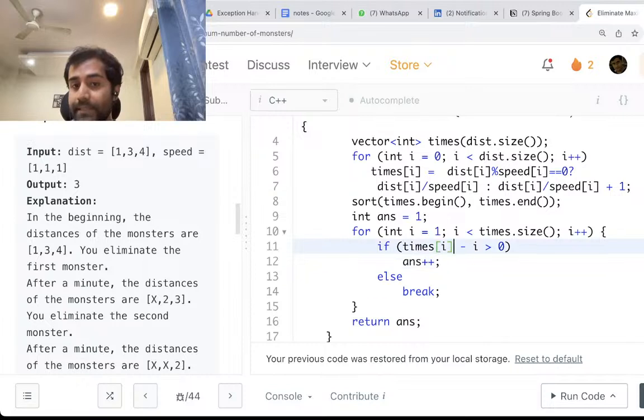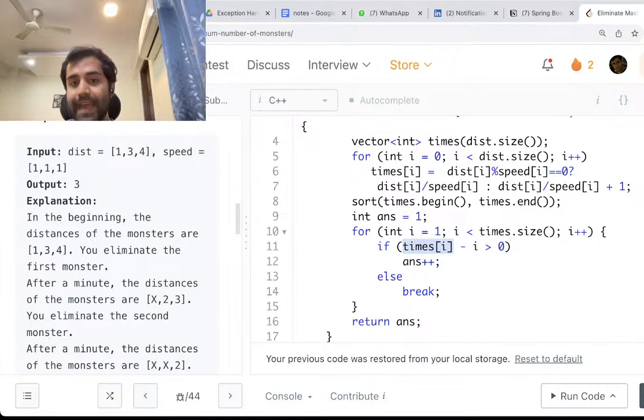Okay, what is times[i]? Times[i] was the value which we had calculated. It told us that, okay, after these many minutes, the monster will be at your door, right? And now if your loop is running in the ith iteration, what does it mean? It means that i minutes have already elapsed. Why i minutes have already elapsed? Because the moment you kill a monster, your weapon takes 1 minute to charge.